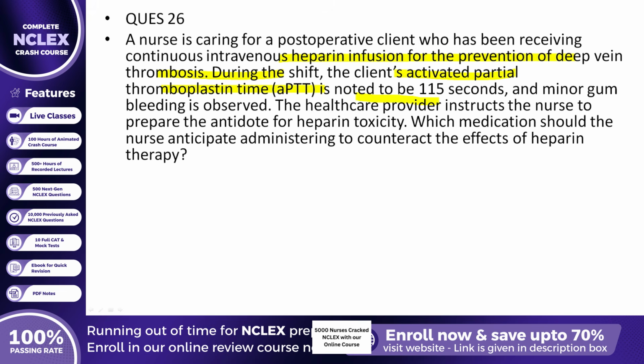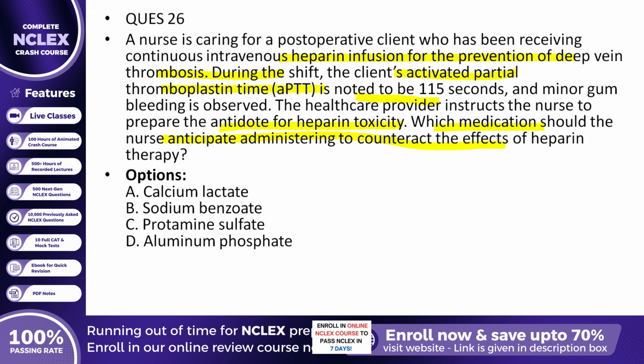The healthcare provider immediately instructs you to prepare the antidote for heparin toxicity. The question now is, which medication should the nurse anticipate administering to counteract the effects of heparin therapy? The available options are option A, calcium lactate, option B, sodium benzoate, option C, protamine sulfate, and option D, aluminum phosphate. The correct answer is option C, protamine sulfate.